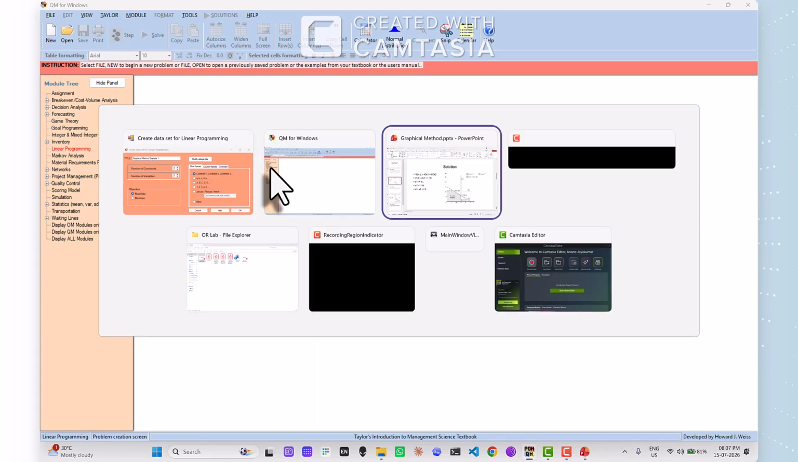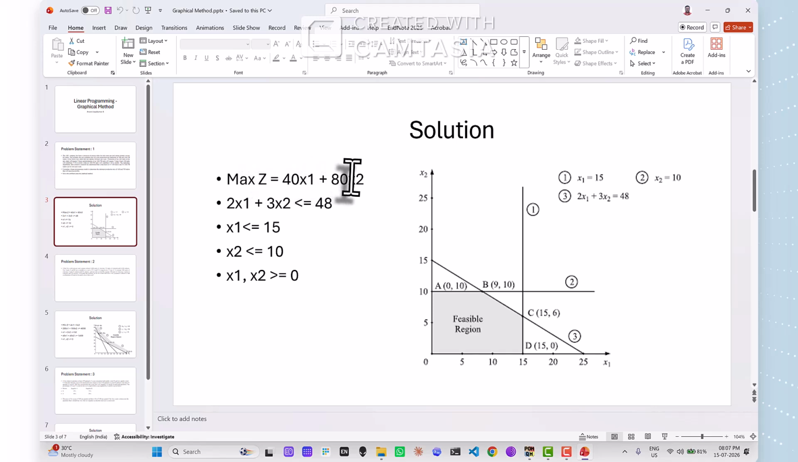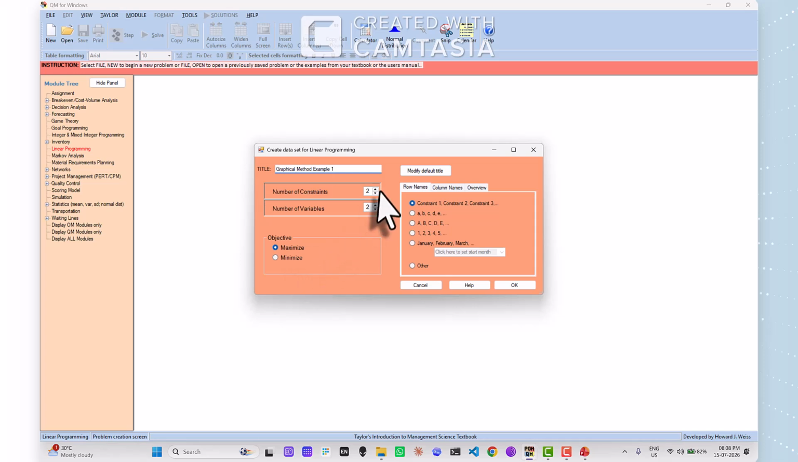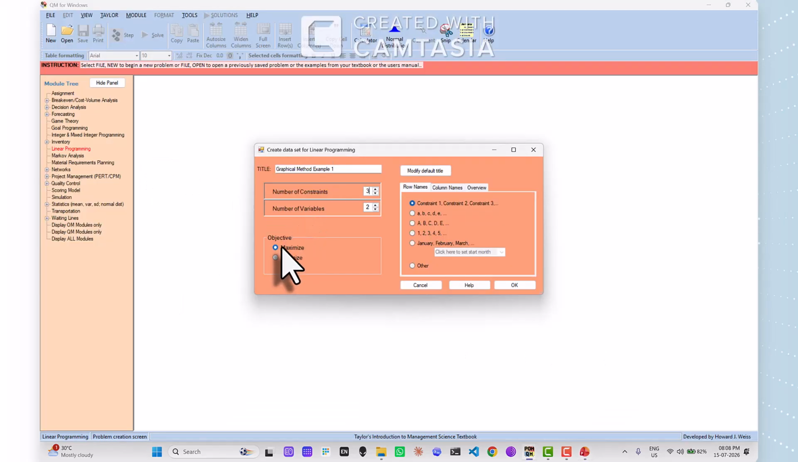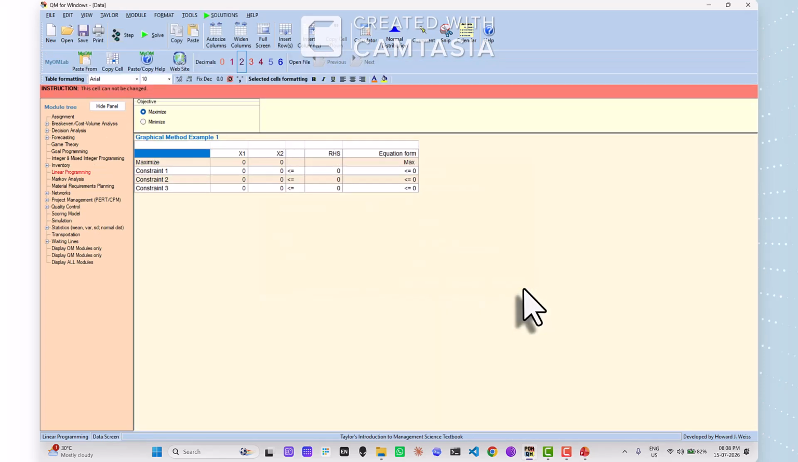So we have an objective function over here and we have 3 constraints over here. The last constraint we are not taking into consideration. So number of constraints is 3. Next is number of variables. Here we have only x1 and x2, so it is 2 variables. So therefore number of variables 2. Next our objective is to maximize. So we choose maximize. Row name we are giving as constraint 1, constraint 2, constraint 3. Column name we are giving x1, x2 and then we click OK.